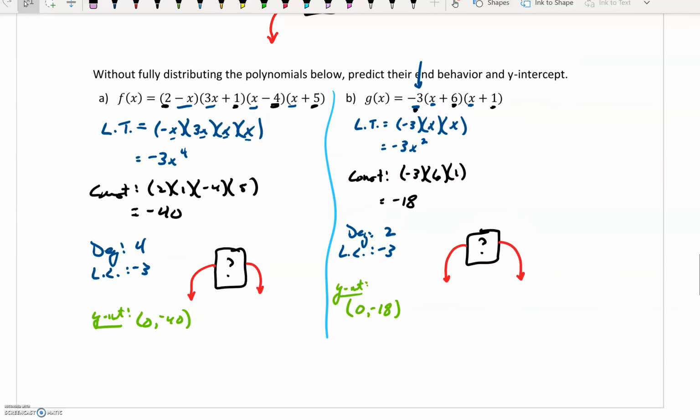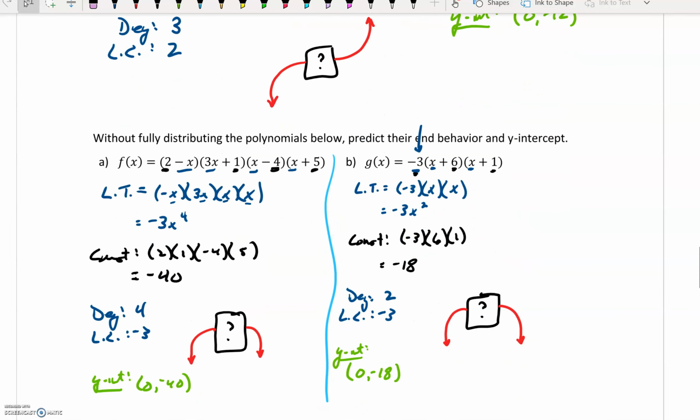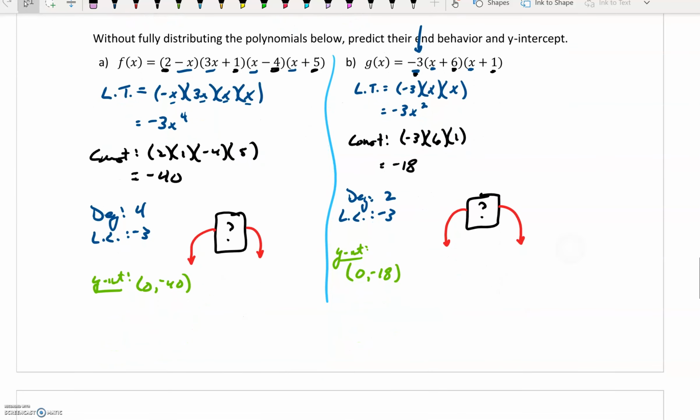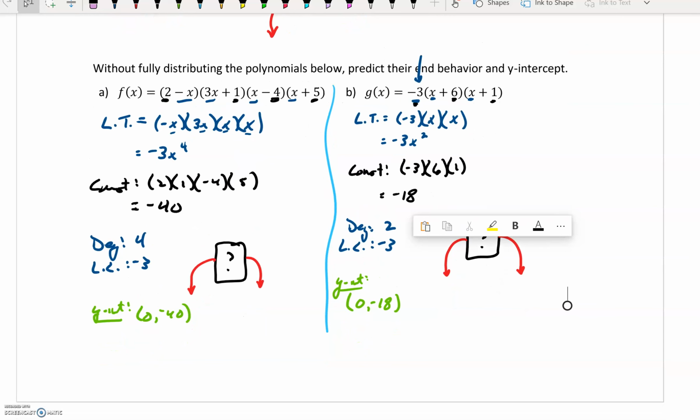And that's it. It's as simple as that. Okay, make sure you get these notes taken down and turn them in. And then we will do a little practice with this next class.